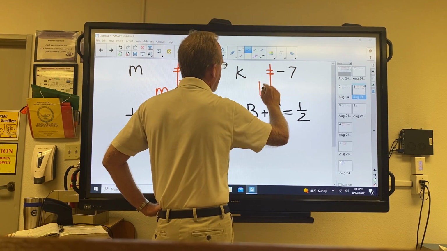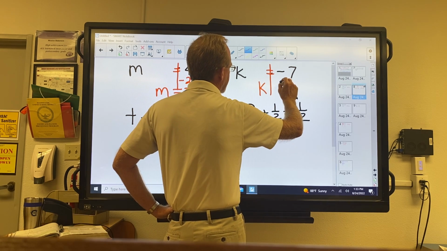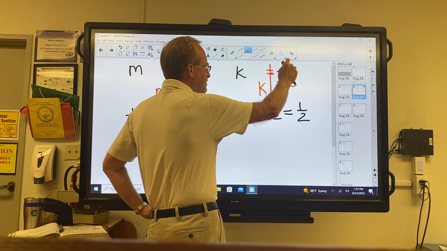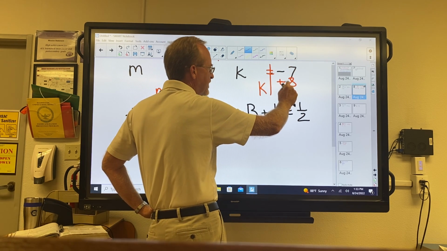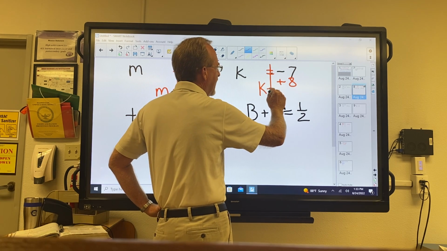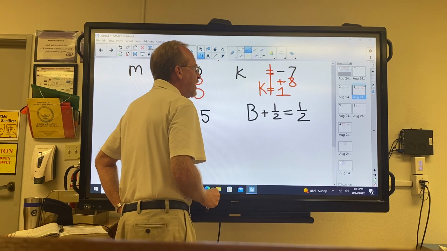Here, oh, if I do it to one side, I got to do it to the other. So I added 8 to the other side, so I'm going to add 8 to this side. So I'm 7 in the hole, I go up to 8. That means I'm out of debt, as it were, and I'm back in positive land, 1. k is equal to 1.